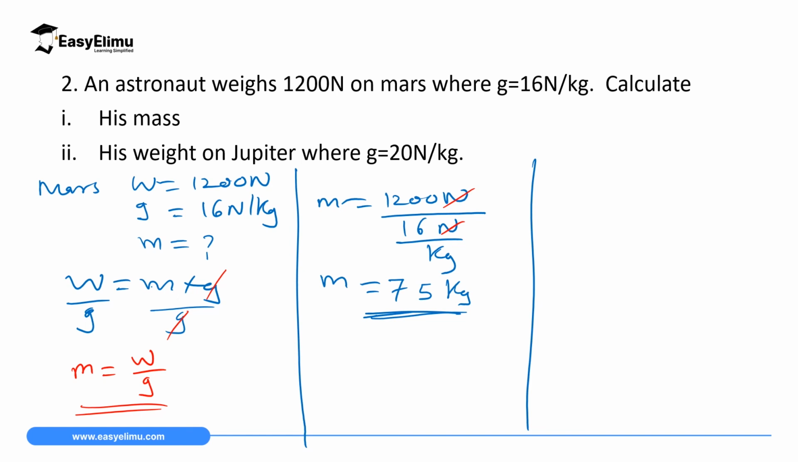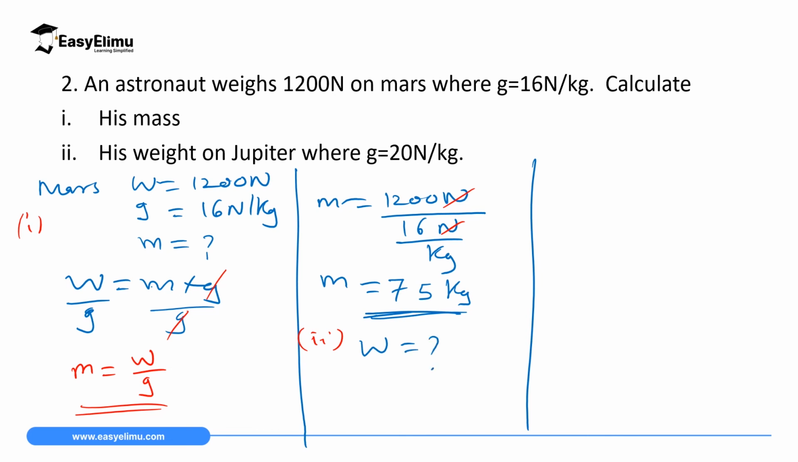Now mass does not change. The mass will be the same when this same person goes to Jupiter, because it will be the same person. The only thing which is going to change is the gravitational field strength. Now the second question is asking us to find its weight. So we don't know the weight now. Weight is equal to what?